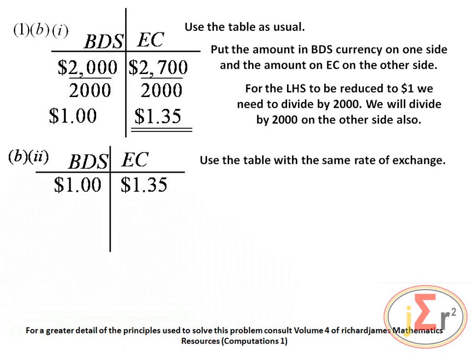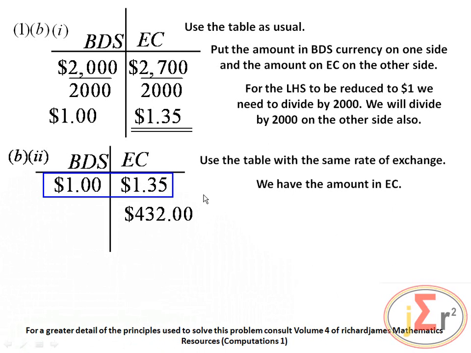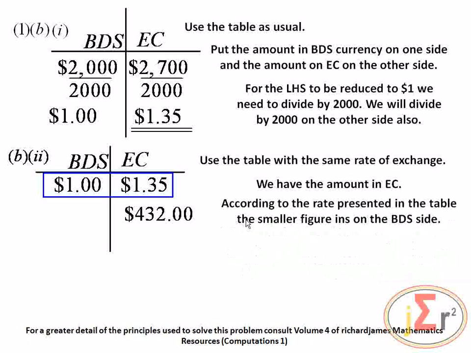So that is our rate already noted in the first row of the table, and the Eastern Caribbean amount is given as $432. Now, by considering the figures in the rate, we realize that on the Eastern Caribbean side we have a larger figure than on the Barbados side. Converting this to the Barbados currency will result in a figure that is smaller than $432. We will therefore divide by 1.35. So 432 divided by 1.35.